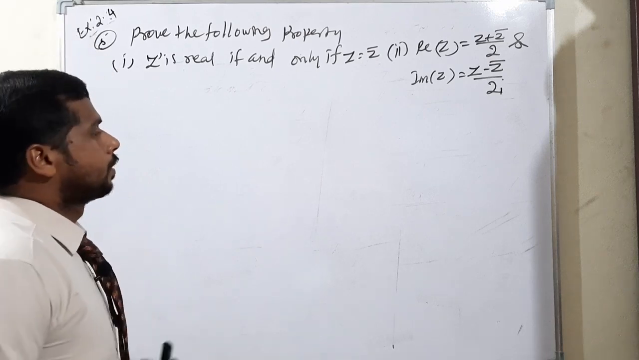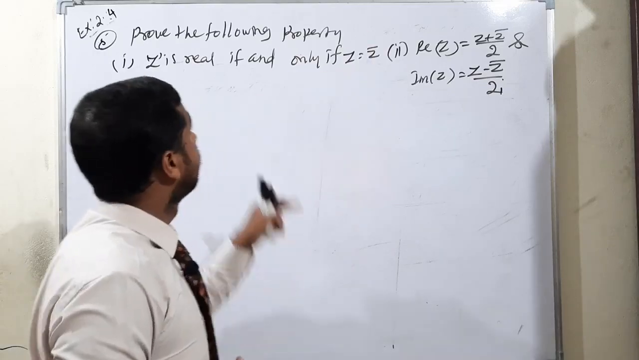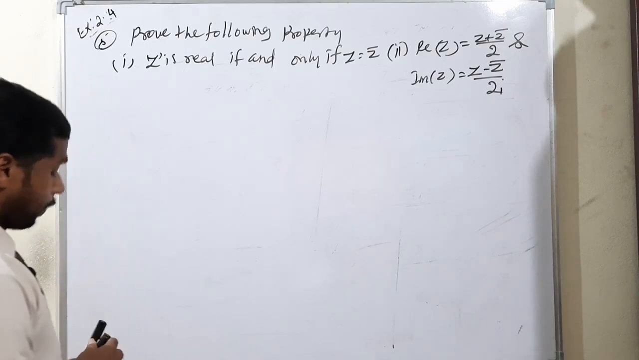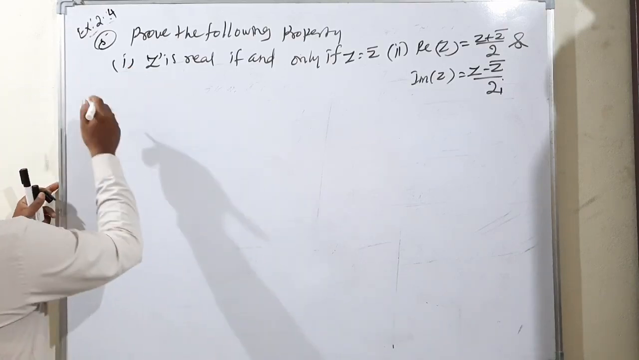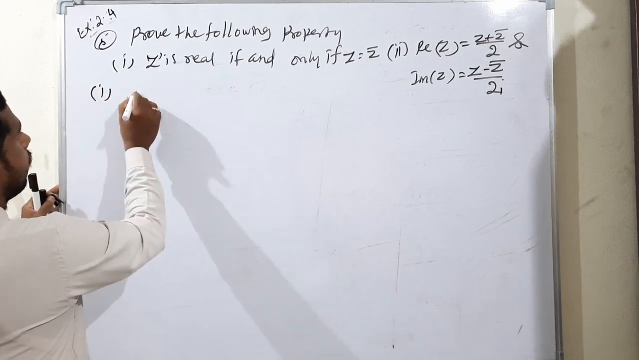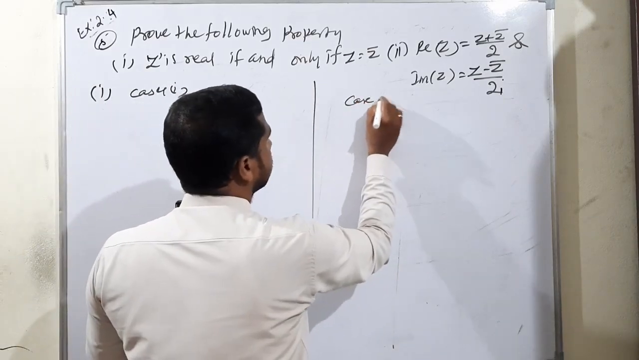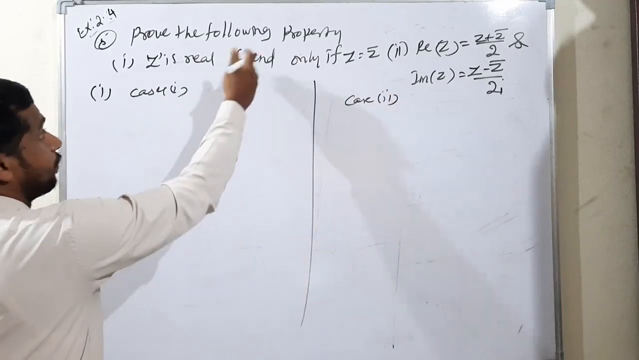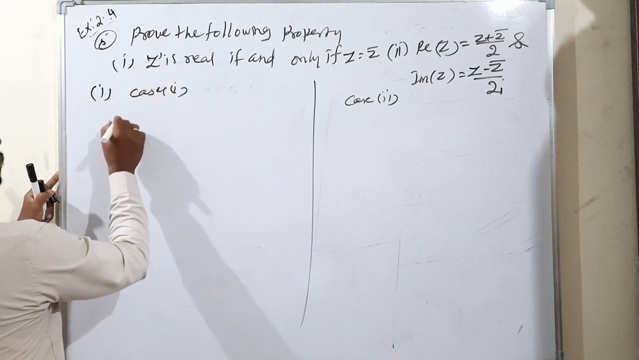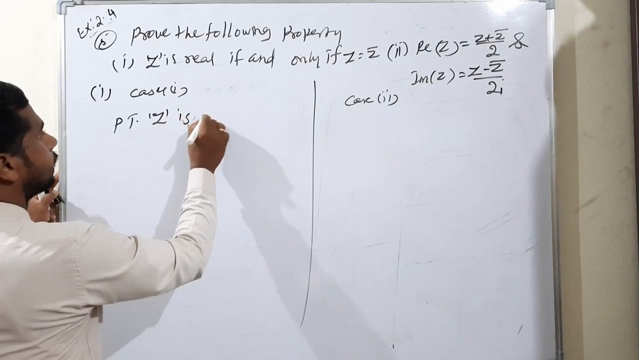This is one of the important questions. In your question paper they will ask subdivision 1 or subdivision 2 separately, because of the condition 'also prove the following property'. I am moving to subdivision 1. The question: Z is real. I will take it as case 1 and case 2, because 'if and only if' is there. So what is the meaning? Prove that Z is real. In the first case we have to prove Z is real.